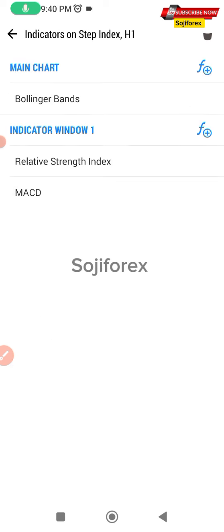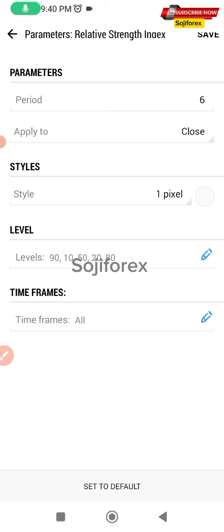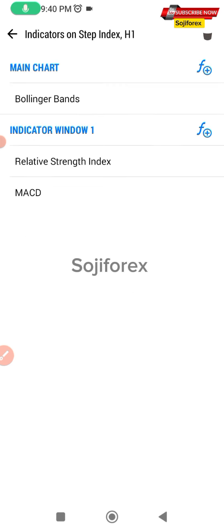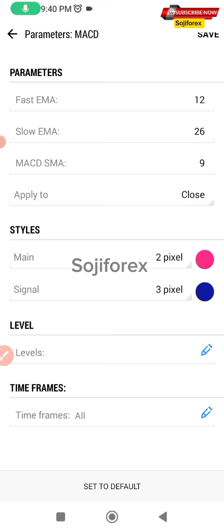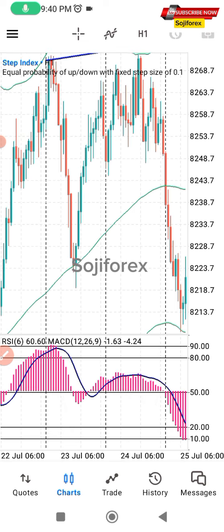We can take a screenshot of it. Then we have our RSI, period is 6. Take a screenshot of this and then you do the setting. And here is our MACD setting. You take a screenshot of it just as you are seeing it and you set it up on your chart.